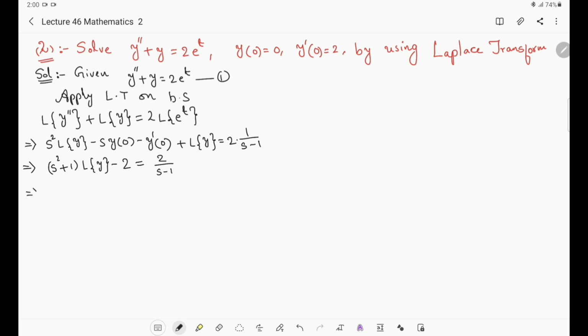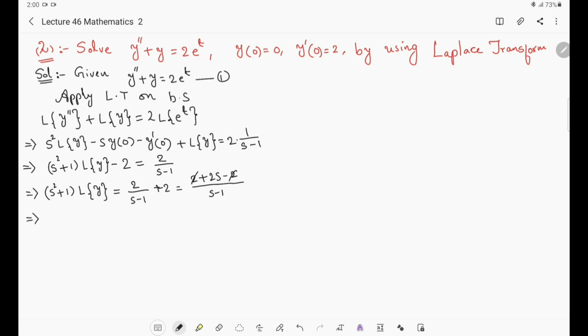Now simplify this. We need only y, so slowly we will send all the other terms to the right hand side. So (s square plus 1) into Laplace transform of y equals 2 by s minus 1 minus, I am sending this minus 2 to the right hand side, it will become plus 2. Now take the LCM here. We will get s minus 1 in the denominator, 2 as it is, then plus 2s minus 2 in the numerator. So 2 and minus 2 will get cancelled. What will remain here is 2s. We will write this in the next step.